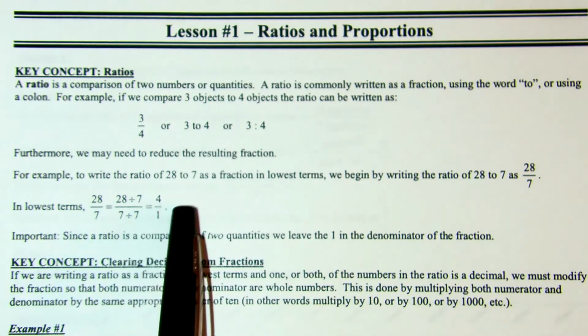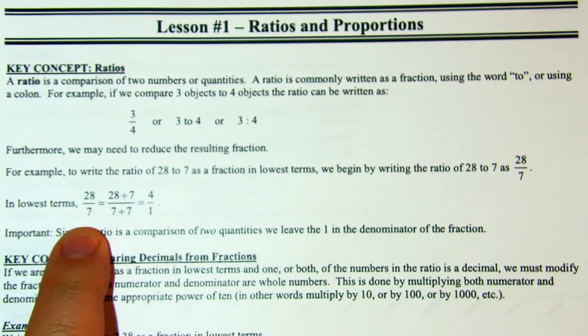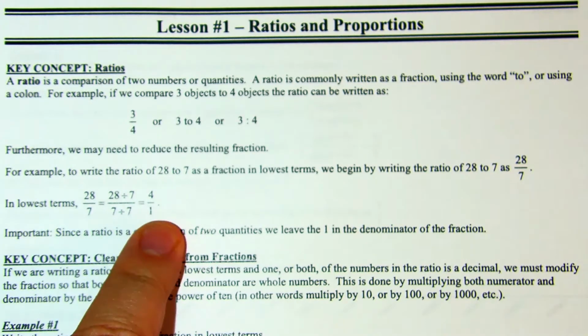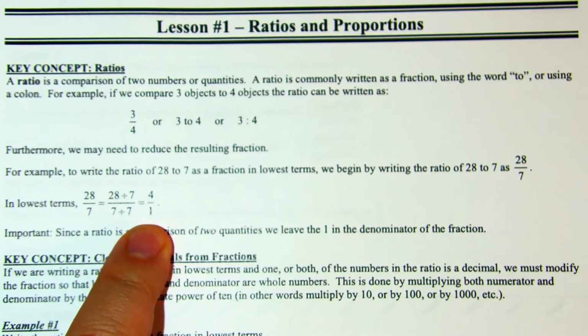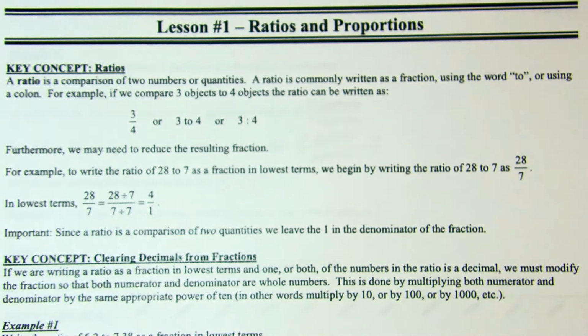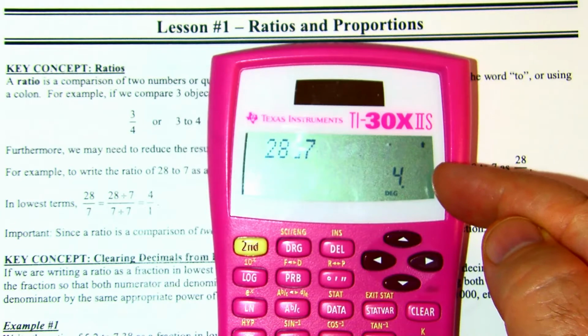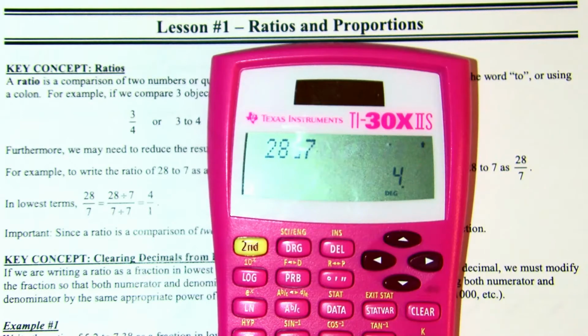So there's an example here, 28 to 7. We can reduce that because 7 goes in the top and bottom evenly, and it gives us 4 over 1. Now, here's something that's critical for you to know about ratios, and it's also critical when you go to do the homework. 4 over 1, if I type 28 over 7 on my calculator, it doesn't show me 4 over 1 because 4 over 1 reduces to just the number 4.